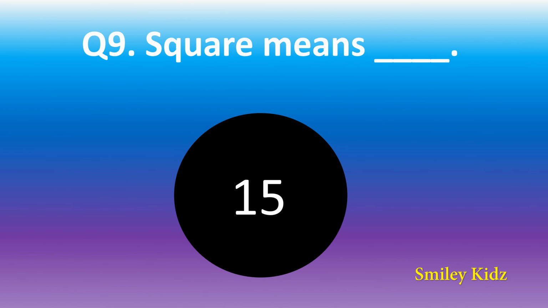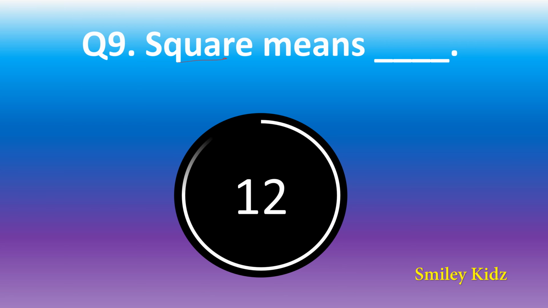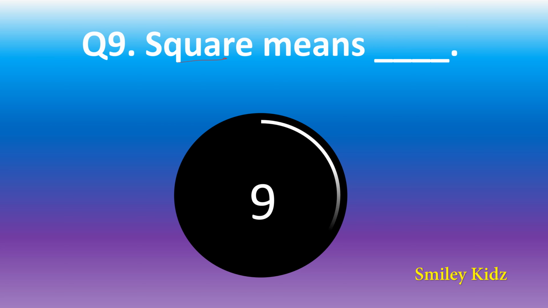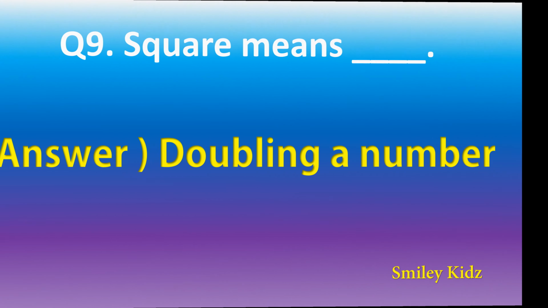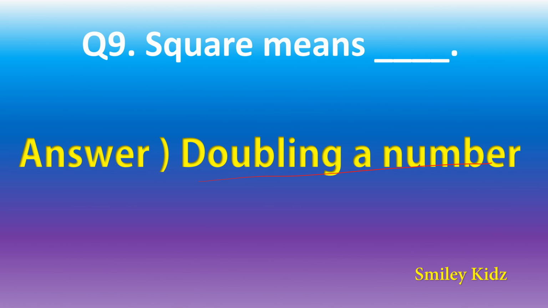Question number 9. Square means dash. Your time starts now. Your time is up. And the right answer is doubling a number. Square means doubling a number.